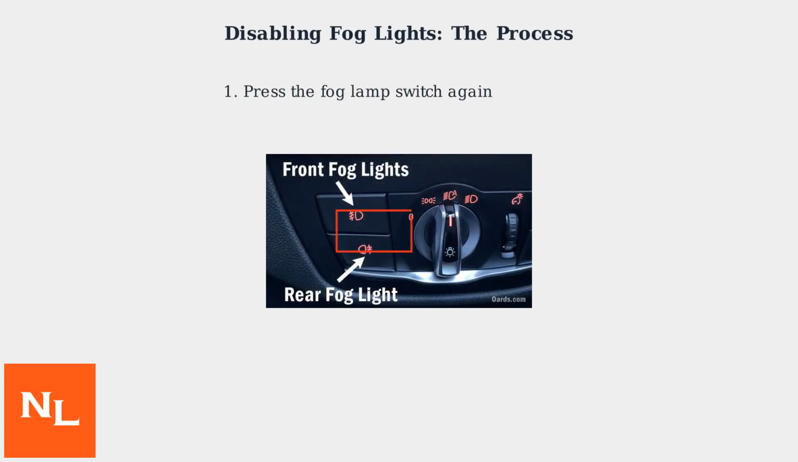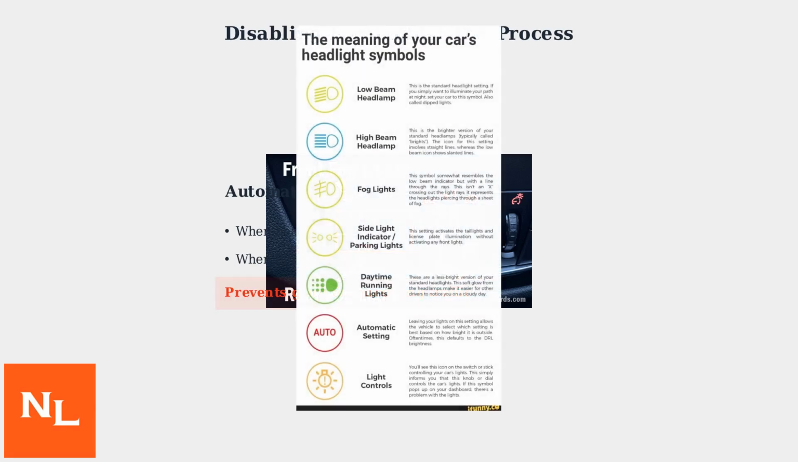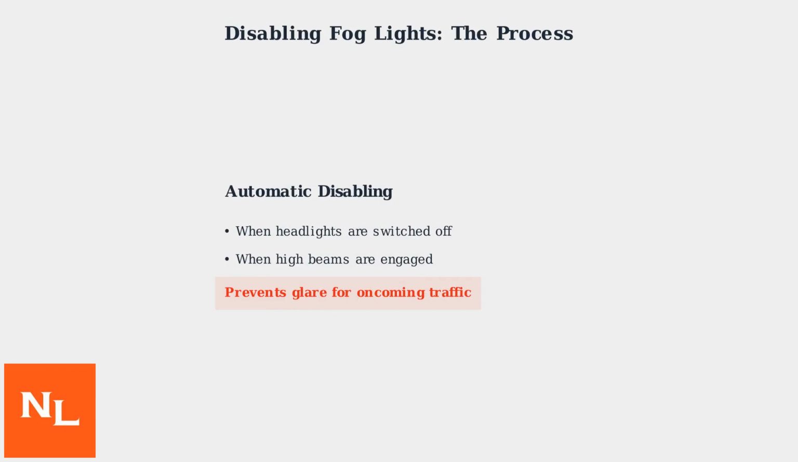To disable the fog lights manually, press the fog lamp switch again. The green indicator light on the dashboard will turn off, confirming the lights are deactivated. Fog lights also disable automatically in two scenarios. First, when the headlights are switched off. Second, when high beams are engaged. This automatic feature prevents glare that could distract oncoming traffic.